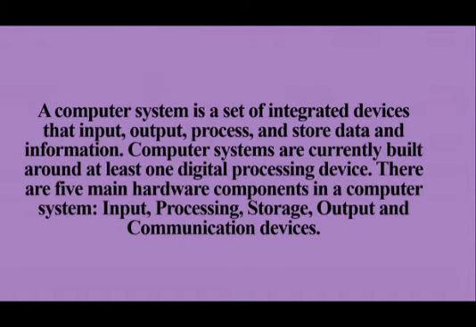A computer system is a set of integrated devices. Integrated devices means peripheral devices, means input output devices used to enter information and instructions into a computer for storage or processing and to deliver the processed data to a human operator. Computer systems are currently built around at least one digital processing device. There are 5 main hardware components in a computer system: input, processing, storage, output and communication devices.